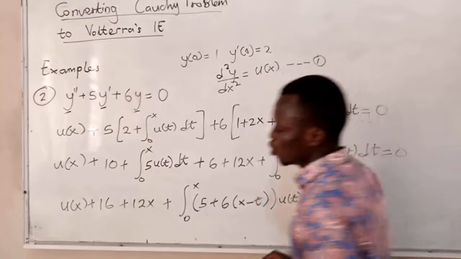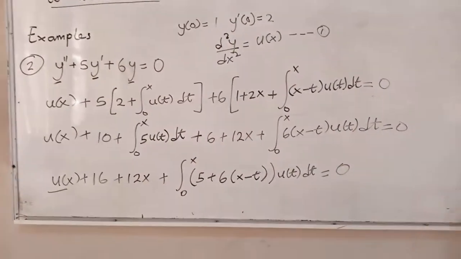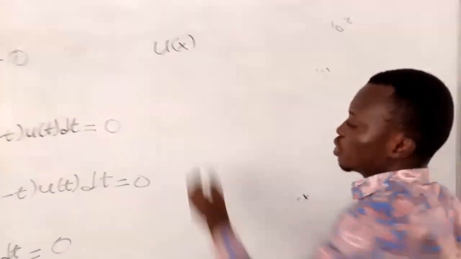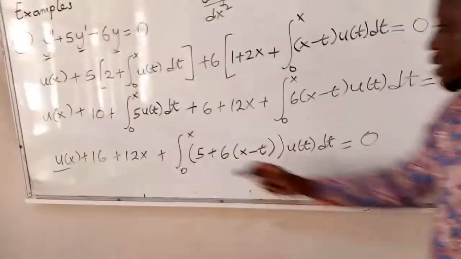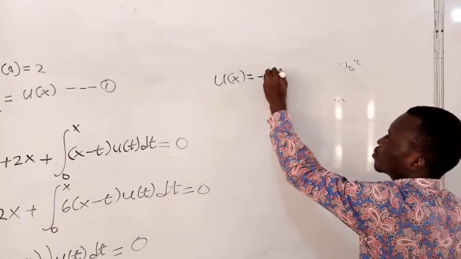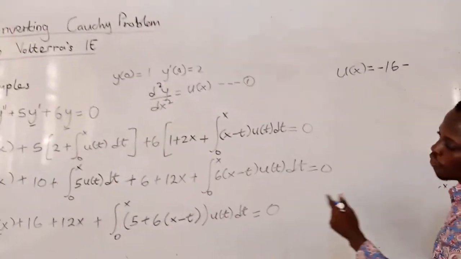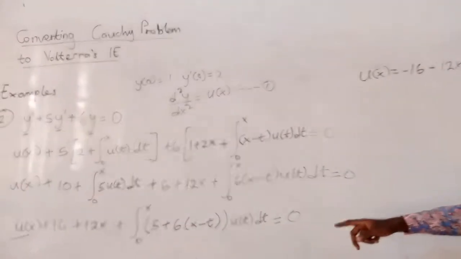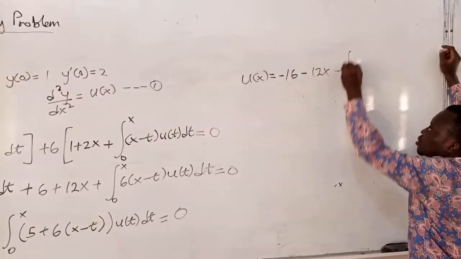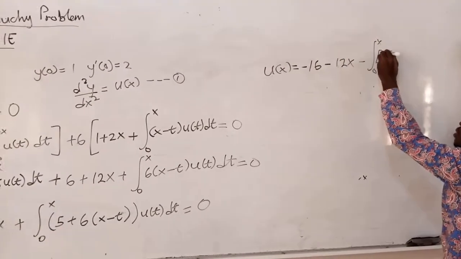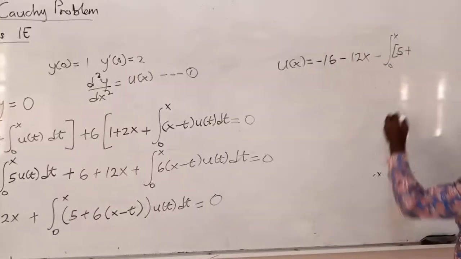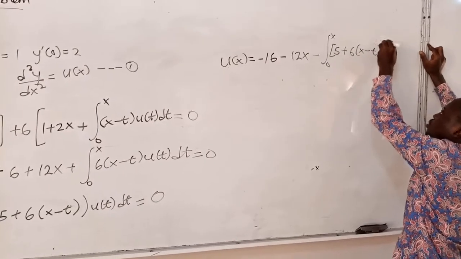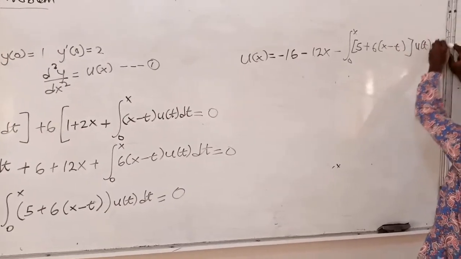Now let's make our u of s the subject of this equation. We're going to have u of s equal to minus 16 minus 12s. Then we send the integral sign to the other side, which is minus the integral from 0 to s of (5 plus 6(s minus t)), bracket close, then u of t dt.